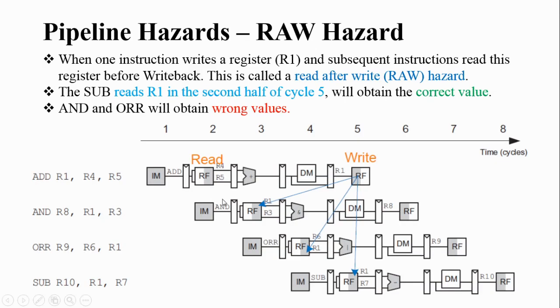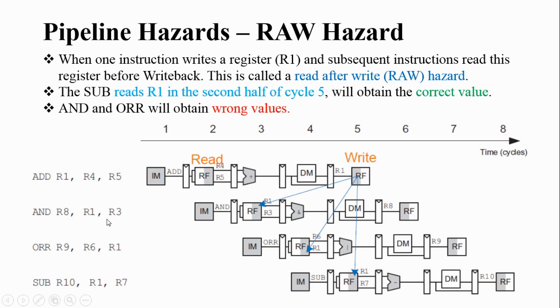We will see one example here. You are writing a program like this. In the add instruction, only in the final stage, the write back stage, you will store back the result of adding R4 and R5 to R1. In the execute stage, you will be adding R4 and R5. In the final write back stage only, you are writing the result to R1. So only in this stage R1 will be updated.